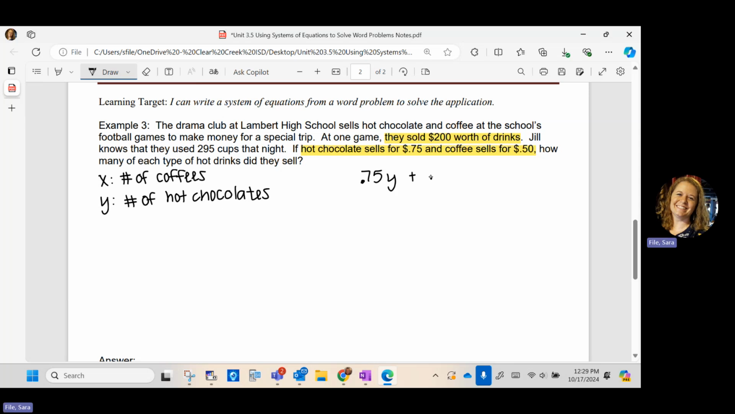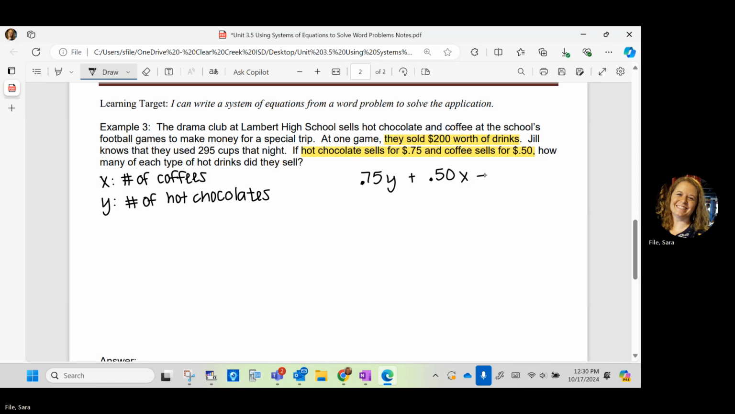And 50 cents, so 0.5. You can put 0.50 if you don't really need the zero. For the coffees, and coffees is X, for a total of $200. Okay, so that's one of the equations based on what's highlighted in yellow.